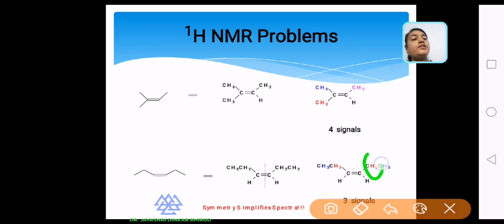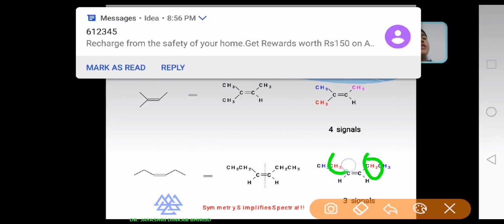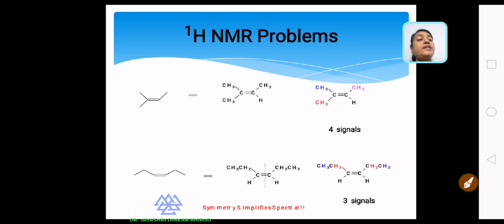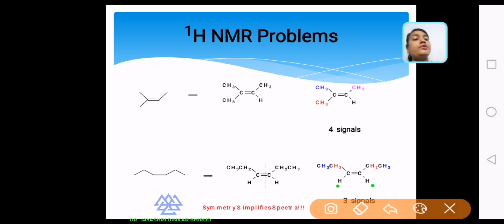In a similar way, this CH2 group is attached to the CH3, and this one CH2 group is attached to the CH3. Therefore, these CH2 groups are also in the same chemical environment. These two hydrogens are also attached to the carbon atom bearing the double bond, so they are also in the same chemical environment. So the total number of signals in this compound is: first, one signal for both the CH3 groups, second, one signal for both of the CH2 groups, and third, one signal for both of these hydrogens. So the total number of signals is 3.